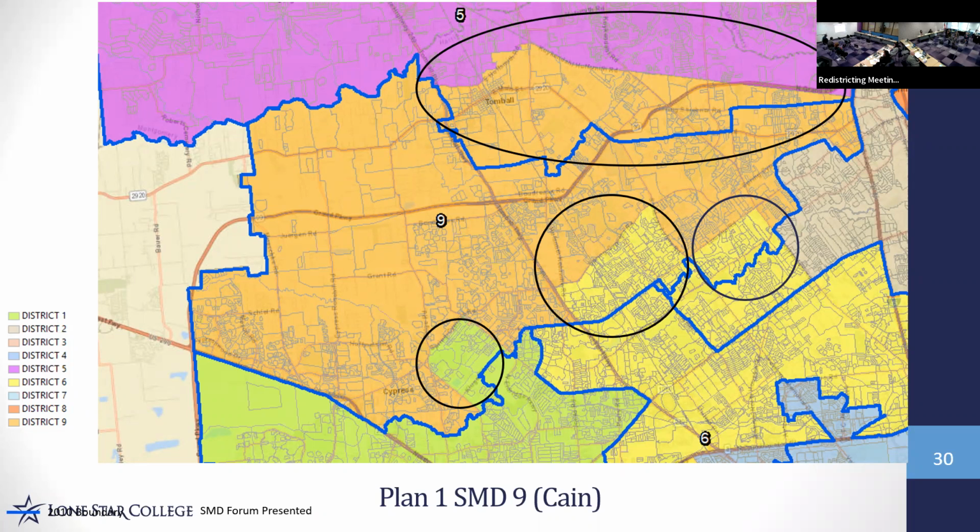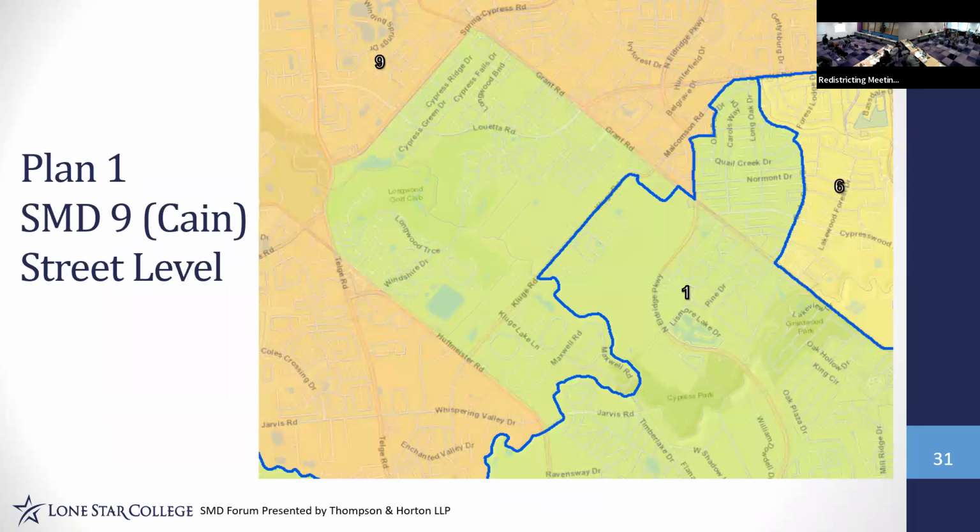Now we're going to go through and get a little bit closer to some of these. So this is where we moved population from 9 into 1. You see the green that bleeds under Grant Road, Spring Cypress, and Huffmeister Road. So this goes from 9 into 1. We're making 1 larger. Next slide, please.